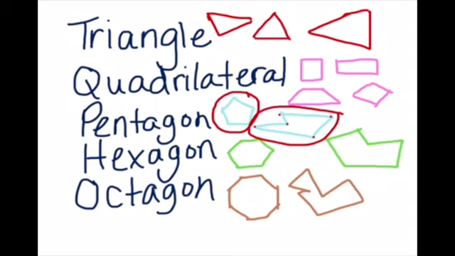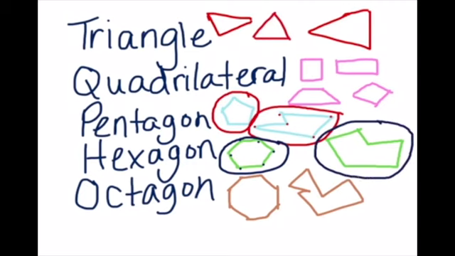Just like with the hexagon that we have down here in green. We have 1, 2, 3, 4, 5, 6 sides on this one. And that would be our normal hexagon that we're used to. But this other one that kind of looks like a down arrow a little bit also has 6 sides. 1, 2, 3, 4, 5, 6. So that is also considered a hexagon.